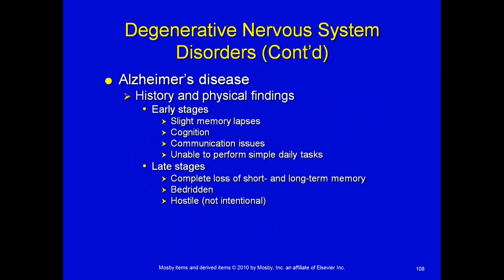In early stages, there's going to be slight memory lapses, issues with cognition, maybe some communication issues, maybe unable to perform some of the simple daily tasks. But in the late stages, the patient will have a complete loss of short and long-term memory, perhaps maybe bedridden, and maybe quite hostile, but not know that they are.